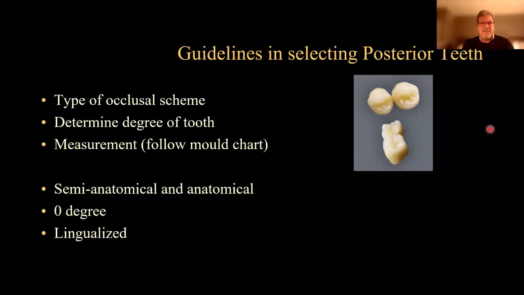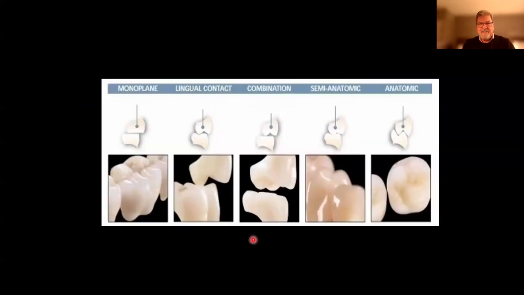Now I'm going to select my posterior teeth. I have to look at the occlusal scheme and the measurements so I can follow the mold chart. I want a semi-anatomical tooth. I don't want to use a 0-degree tooth because with 0-degree teeth, that patient's going to chew like a cow. It's going to slide back and forth, and they're not going to be able to chew their food. So I want some sort of anatomical relationship here with denture teeth.